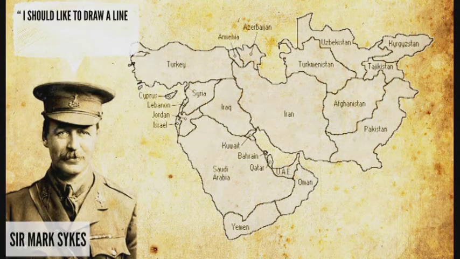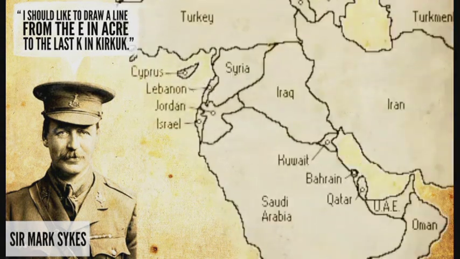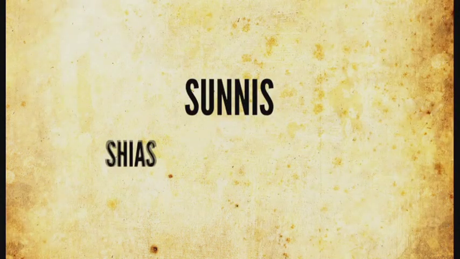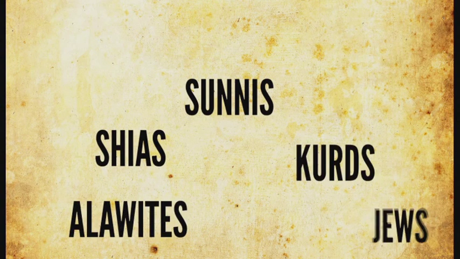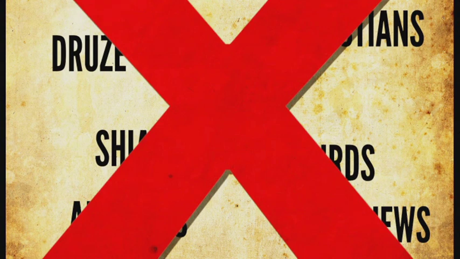Instead, when asked by the British government where he wanted the line to be drawn, Sykes simply pointed at the map and said, "I should like to draw a line from the E in Acre to the last K in Kirkuk." That is, France got bits of Turkey, Syria, and Lebanon, the UK got Iraq, Jordan, and most of Palestine. Screw the Sunnis, the Shias, the Alawites, the Kurds, the Jews, the Christians, the Druze, and everyone else. Your nationality was now brought to you by the letters E and K on a map.